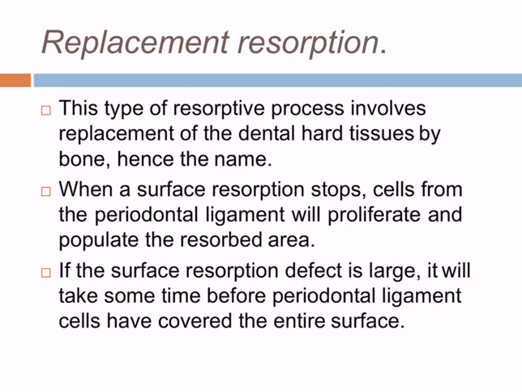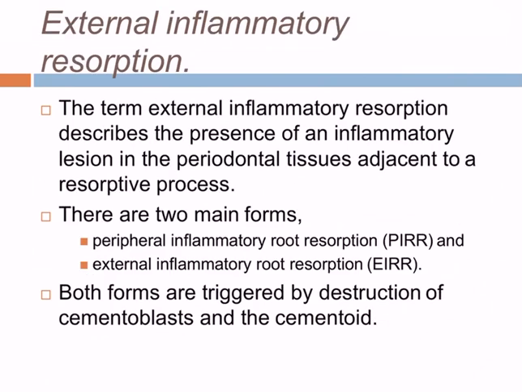Then is your replacement resorption. This type of resorptive process involves replacement of the dental hard tissue by bone, hence the name. When a surface resorption stops, cells from the periodontal ligament will proliferate and populate the resorbed area. If the surface resorption defect is large, it will take some time before periodontal ligament cells have covered the entire surface. The external inflammatory resorption.